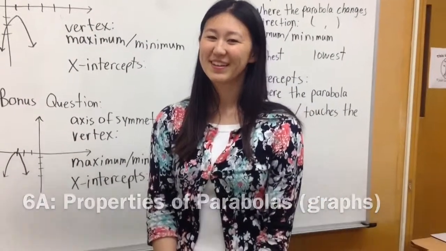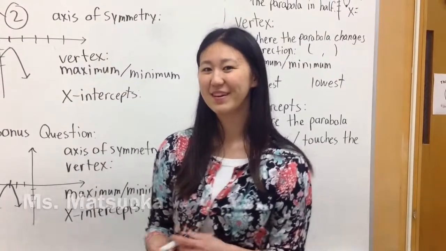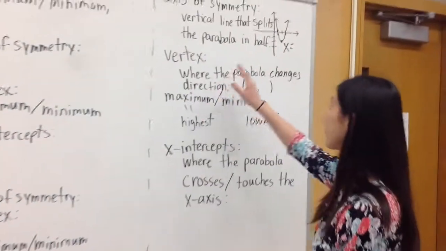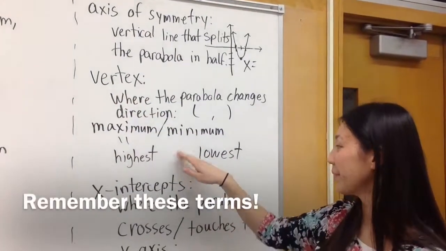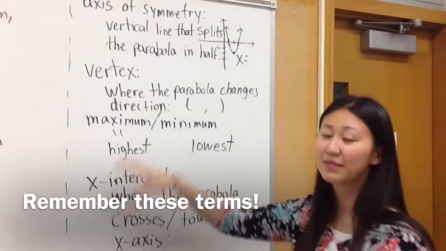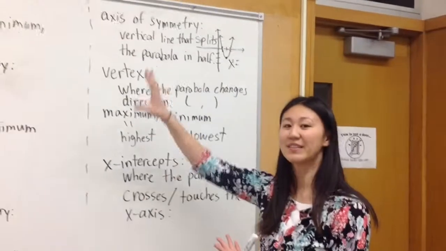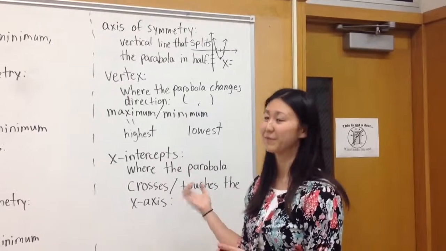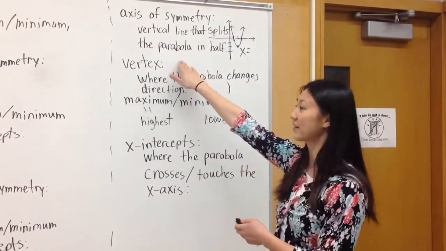Hi, I'm Ms. Matsuoka, and today I'm going to teach you how to work with properties of parabolas. We have these different properties: the axis of symmetry, the vertex, maximum or minimum, and the x-intercepts, and that's what we're going to be working with today. You're going to be given a graph, and we're going to identify these different things about the parabola using the graph. So the first thing that we're looking at is the axis of symmetry.